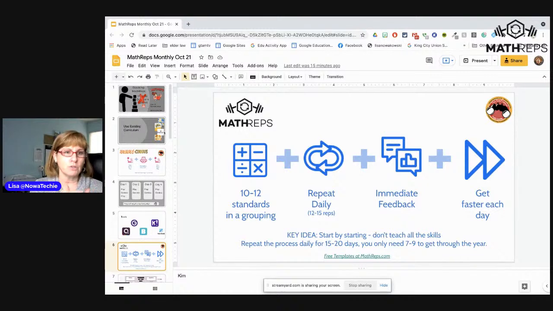Every day, you're going to be doing that. Some MathReps don't have a full 10 standards in them because it just didn't go with it, so you really have to focus on what goes together. You do this daily, you give them immediate feedback, and each day they really do get faster.